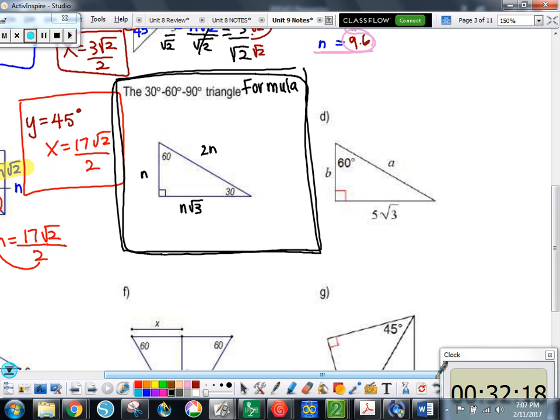So looking at part D, I've got a 60 and a 90, so this missing one should be 30. Across from the 30 is n. Across from the 90 is 2n, comparing it to our formula triangle. And across from the 60 is n square root 3. So again, one of these three is an equation where you only have one variable. Which one is it? That one.